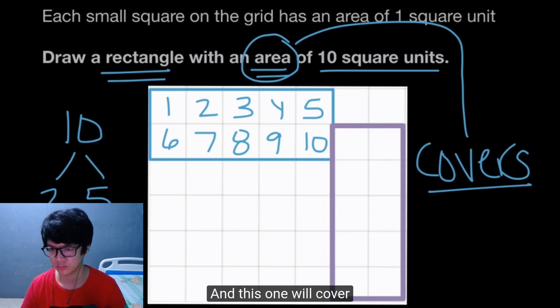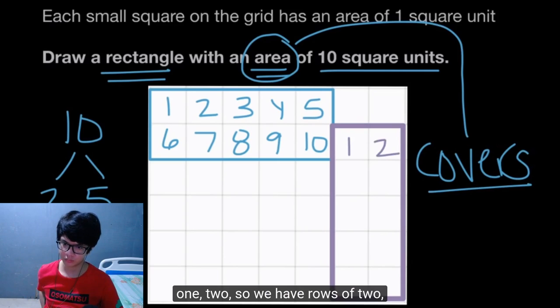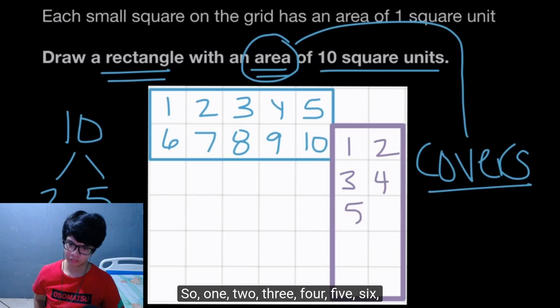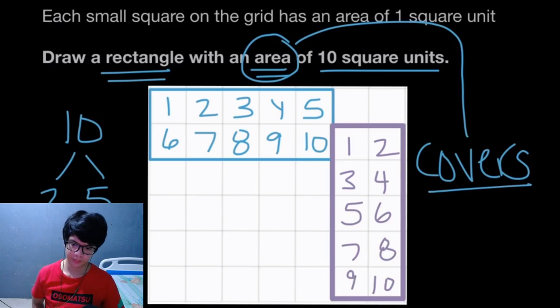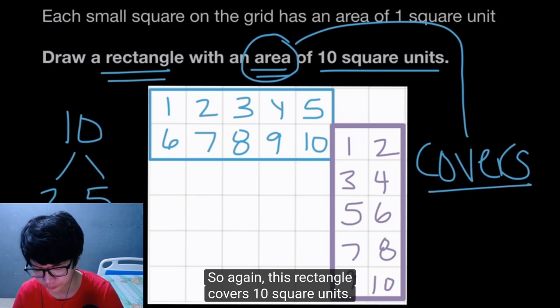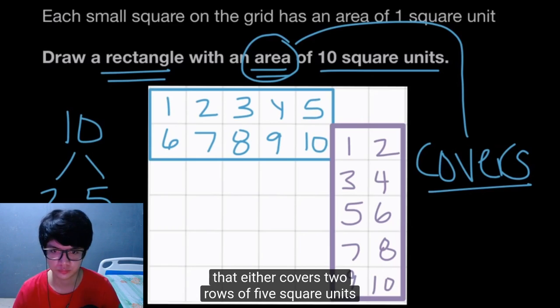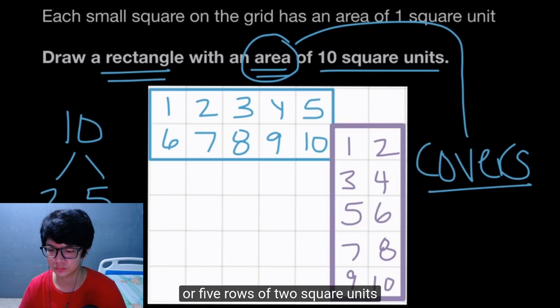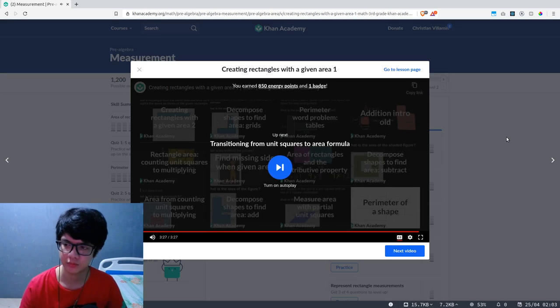And this one will cover one, two. So we have rows of two, and there's five rows. So 1, 2, 3, 4, 5, 6, 7, 8, 9, 10. So again, this rectangle covers 10 square units. So any rectangle that you can draw on the grid that either covers two rows of five square units or five rows of two square units is a rectangle with an area of 10 square units. Cool.